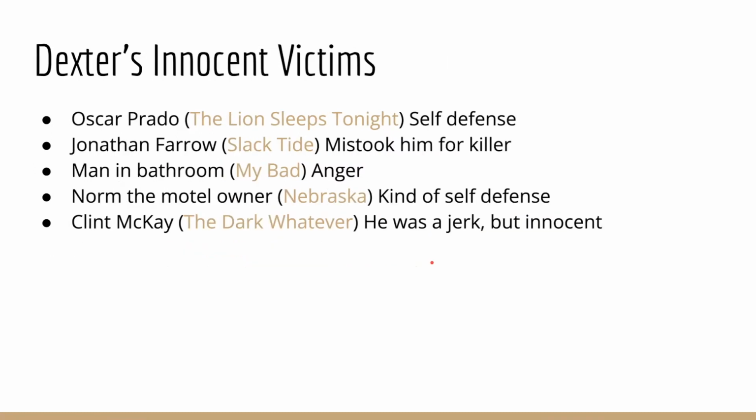Now, obviously, a cannibal is a murderer, but it's also a whole nother level. It's worse. And then Dexter's innocent victims are Oscar Prado in The Lion Sleeps Tonight, kind of kills him in self-defense. Jonathan Farrow in Slack Tide, he mistook him for the real killer, and so he did actually get a blood slide from him and did the whole plastic wrap thing. He kills a man in a bathroom out of anger and my bad. He kills Norm, the motel owner in Nebraska, which was kind of self-defense. Norm was kind of blackmailing him a little bit. And then he kills Clint McKay in The Dark Whatever. He was Hannah's father, and he was a jerk, but he was innocent.